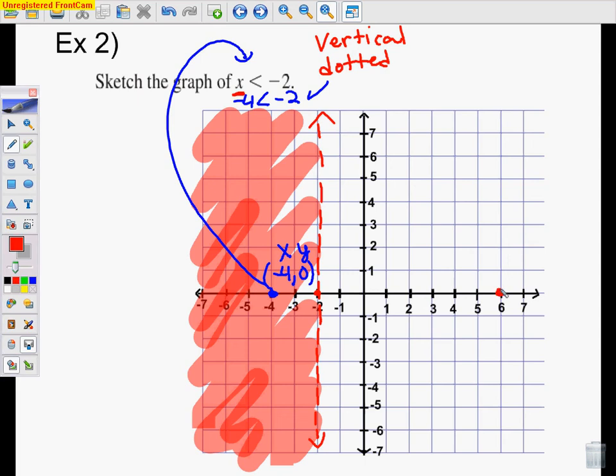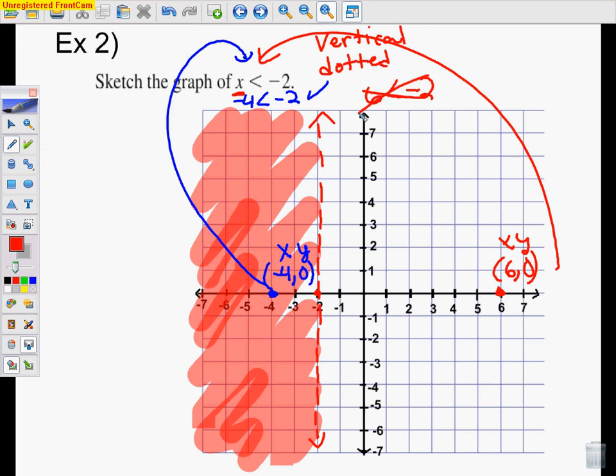Now, any point that is not in the shaded region, for example, out here, we have the point (6, 0). If we took that and plugged it in up here, we would get, once again, x, y, 6 is less than negative 2. Is that true? No, it's not. Everything that's shaded is a solution. Everything that's not shaded is not a solution.